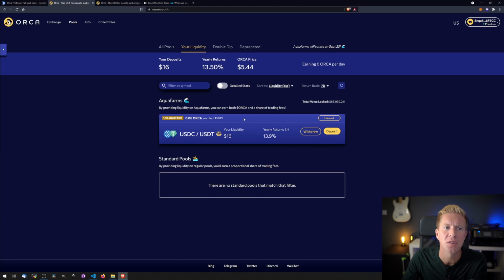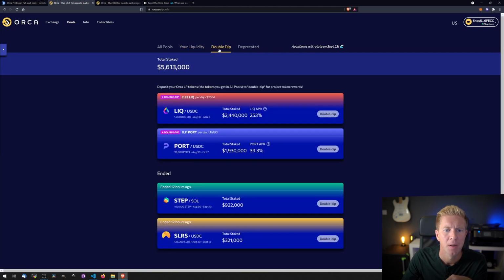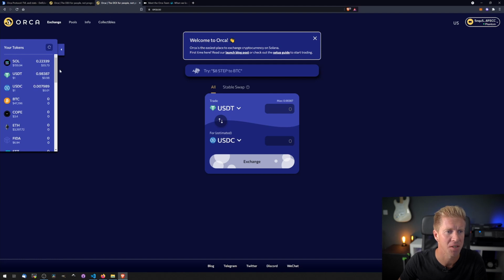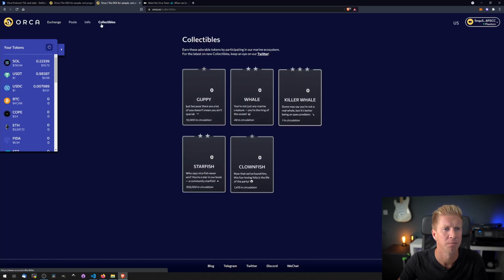There's also an interesting concept on Orca where you can double dip, and this allows you to stake some of your liquidity provider tokens to increase your APR. You can see that some of these more high-risk pools have really high APRs. Another nice feature of Orca is that you have this pull-out tab, which I haven't seen on an automated market maker before. And this shows you your token balances from within the platform. So you don't actually have to go into your wallet to see your token balances. That's quite a nice feature, and I can see this being used more widely across the industry.